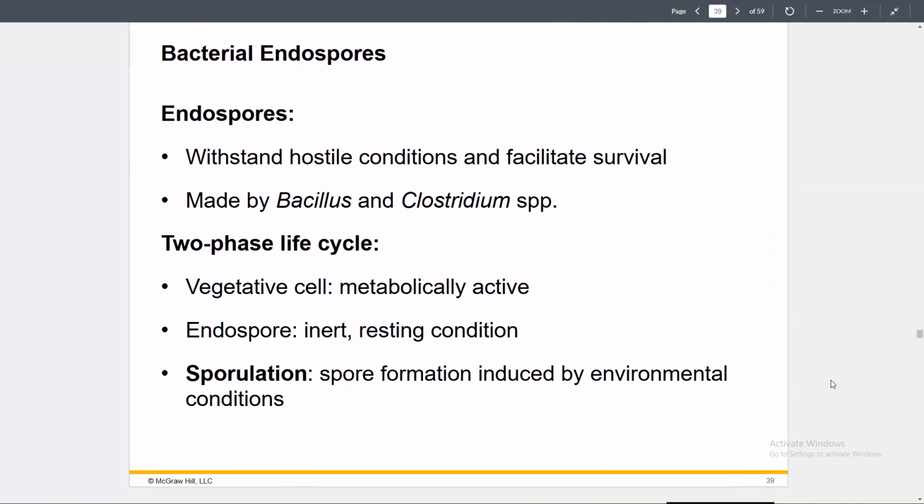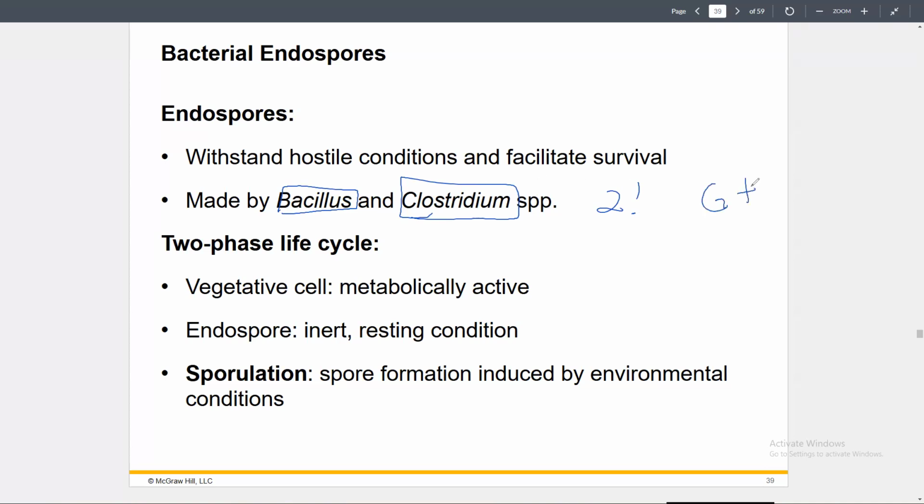Next, we have bacterial endospores. These are structures that bacteria make within their cells that help them go dormant in harsh conditions. Only certain species of bacteria will make endospores, and these are Bacillus and Clostridium. That's in their name. Their name will be Bacillus or something like Lactobacillus. And then we have Clostridium species. There's only two. Okay, so these guys are always gram positive.